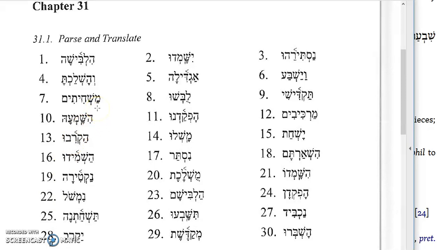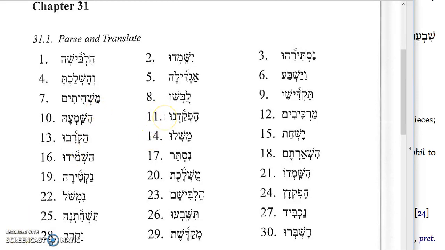Number 7, mashchitim. It has a prefix mem, which indicates it's a participle. The root is shachat. Hirik yod in the middle and the patah under the mem indicates that this is a hifil form, hifil participle. Hirik yod mem, masculine plural, or you could say masculine plural absolute, since it's not a construct form. Shachat in the hifil means to corrupt or destroy, and so these would be destroyers.